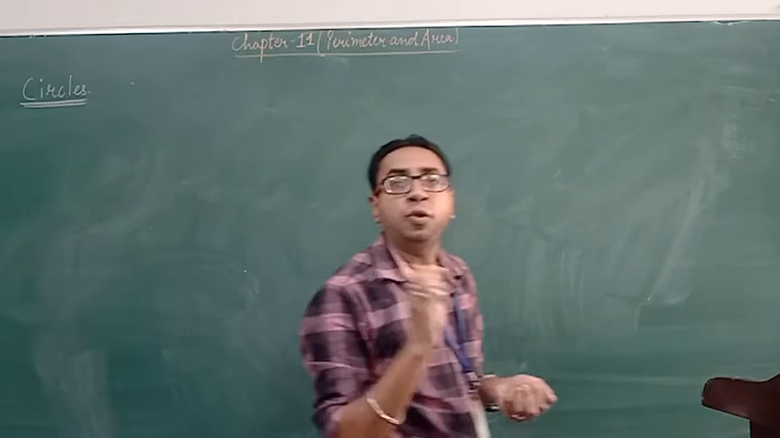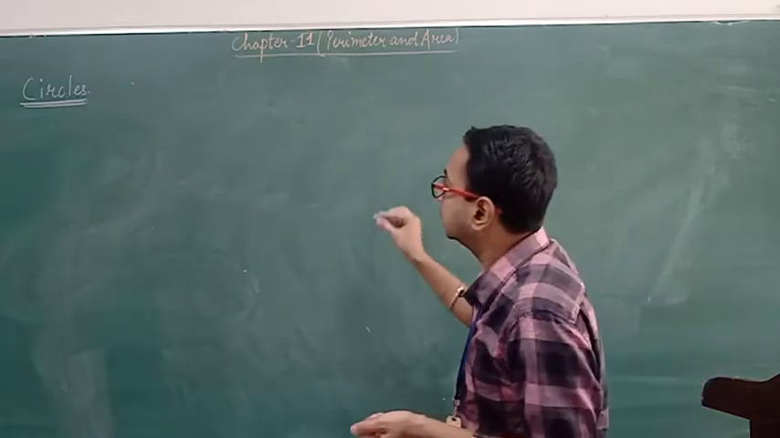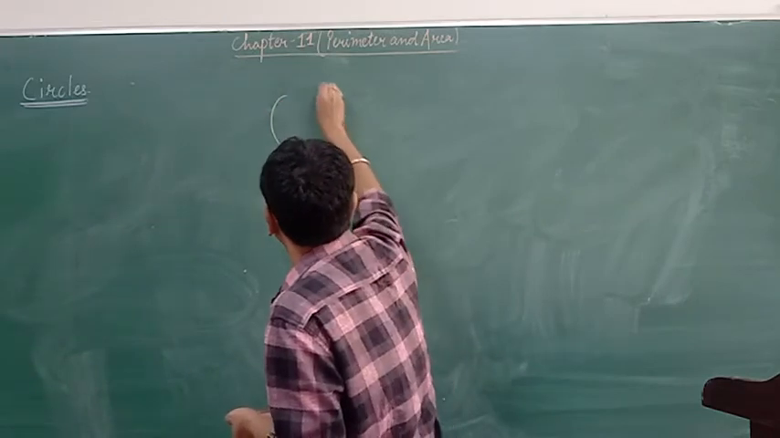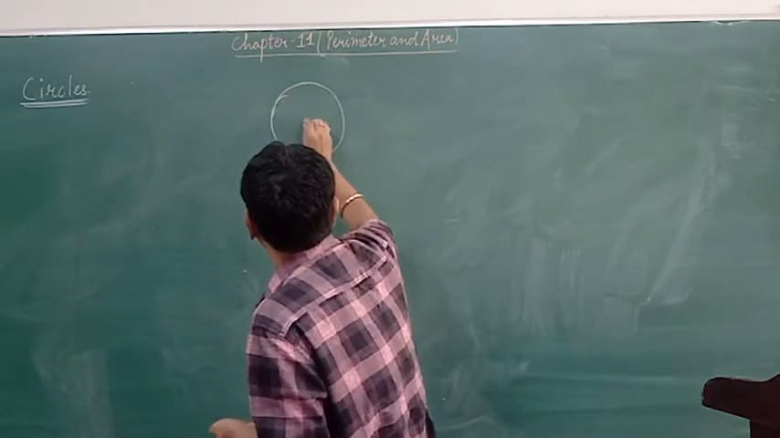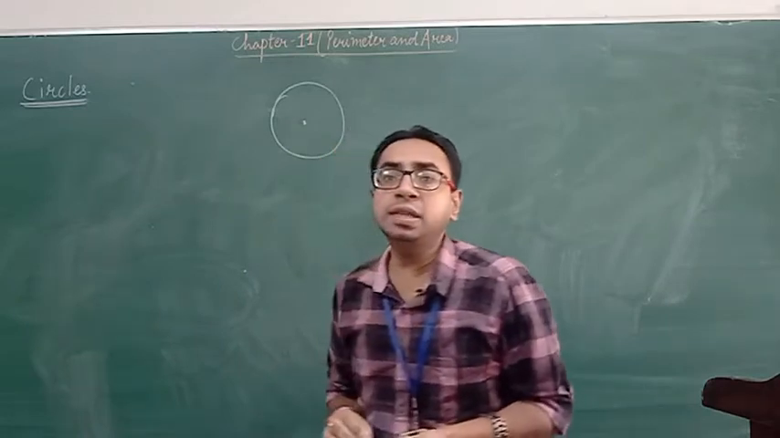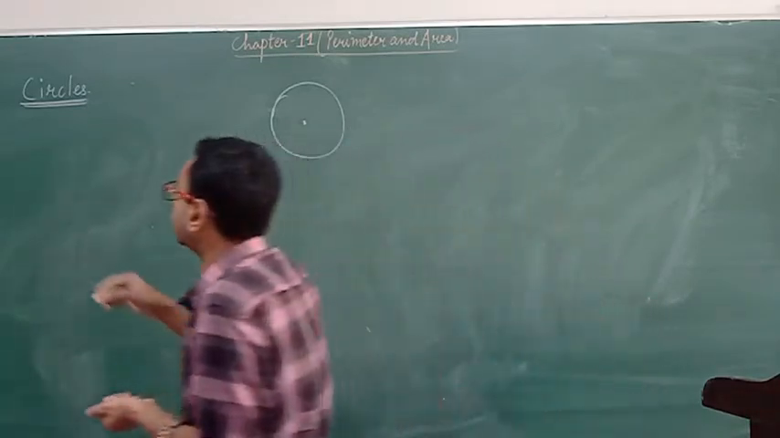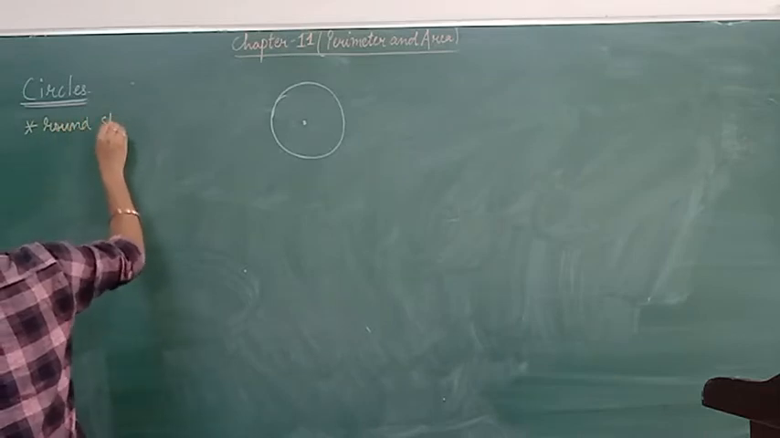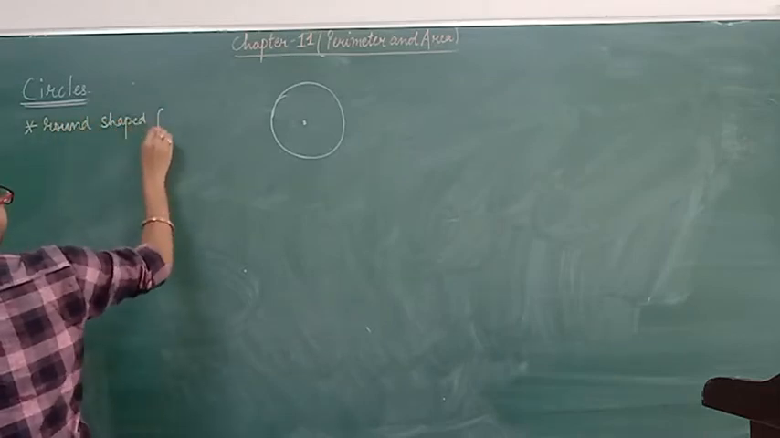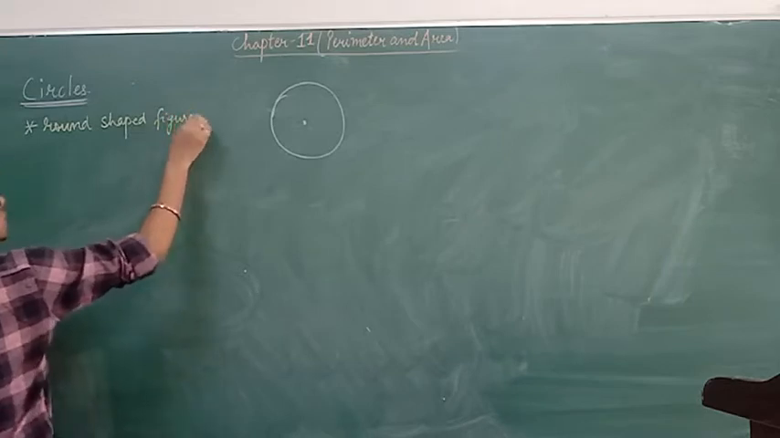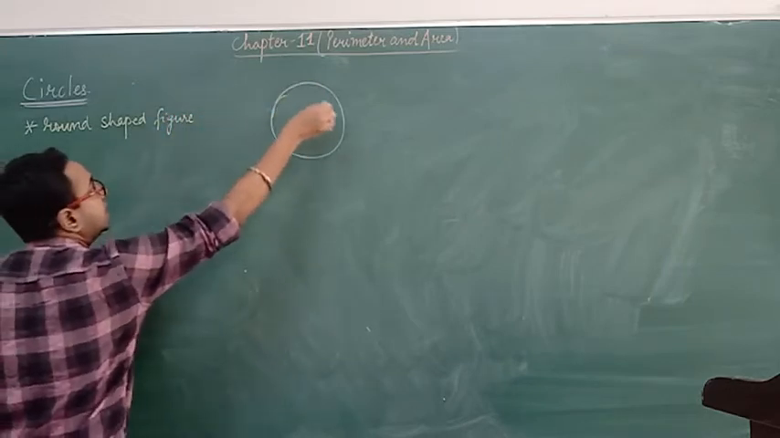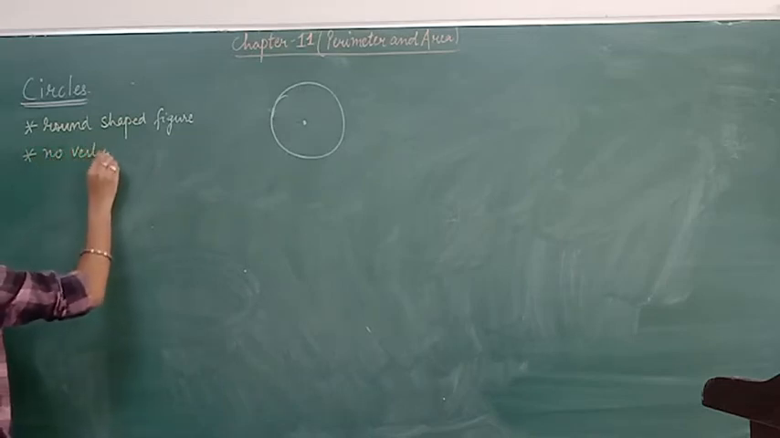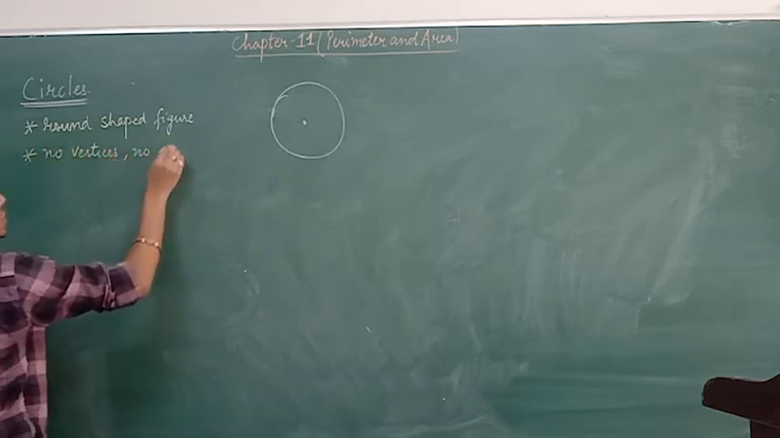Before that, let me draw a circle in its simplest form. It's like a circle. So can I say it's a round shaped figure? Okay. Round shaped figure. Can you see any vertices? Can you see any edges? No vertices. No edges.